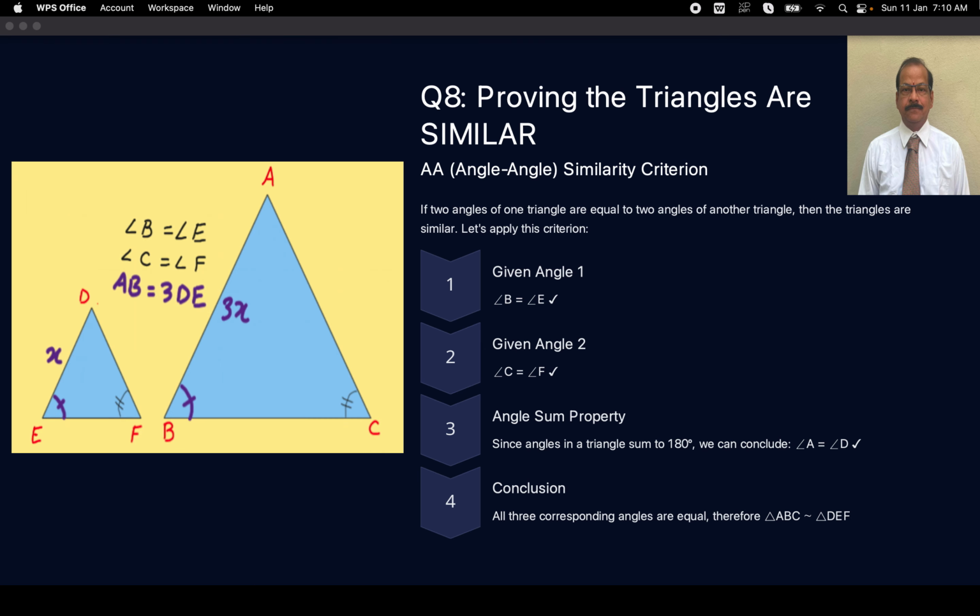So the corresponding angles are equal. If two angles of a triangle are equal to the corresponding angles of another triangle, the third angle automatically follows the equality, because 180 minus these two angles gives the third angle. So by that property, the third angle is also equal. Therefore, angle A and angle D are also equal.